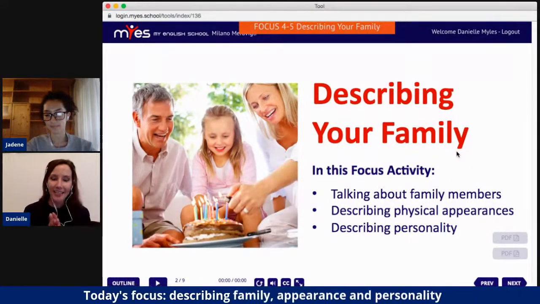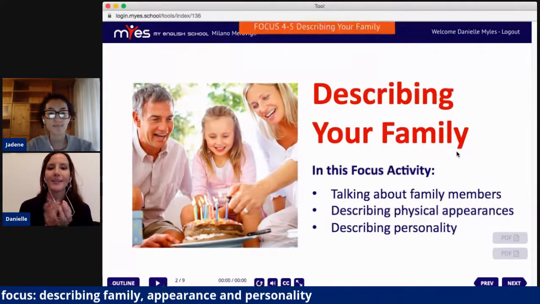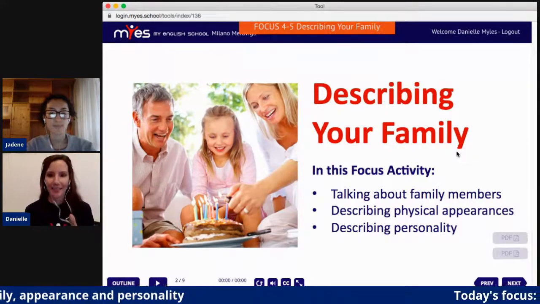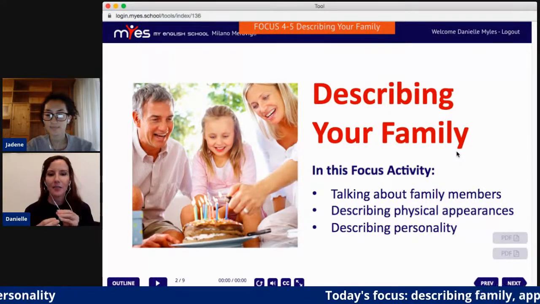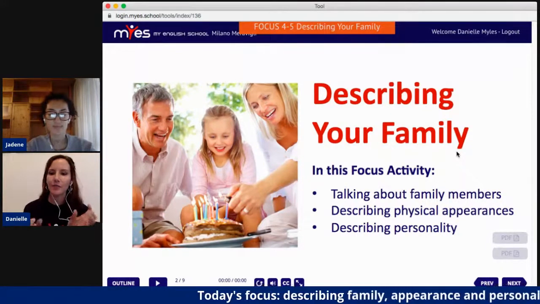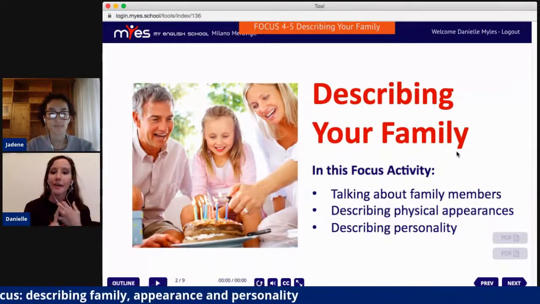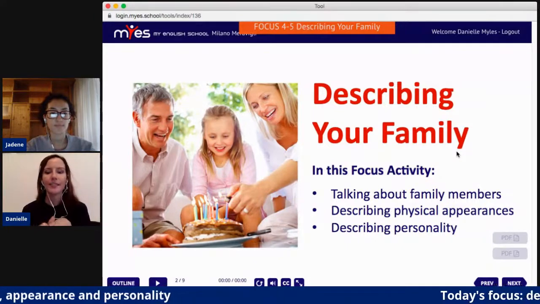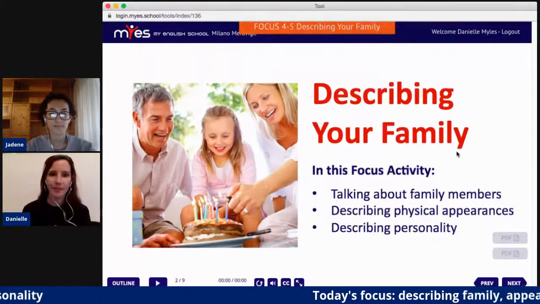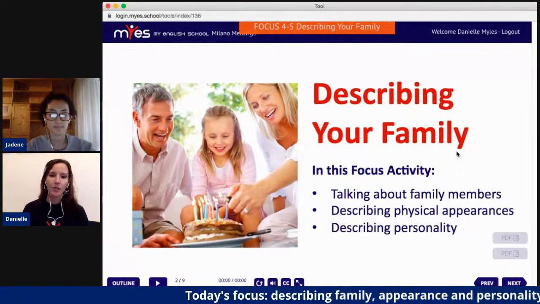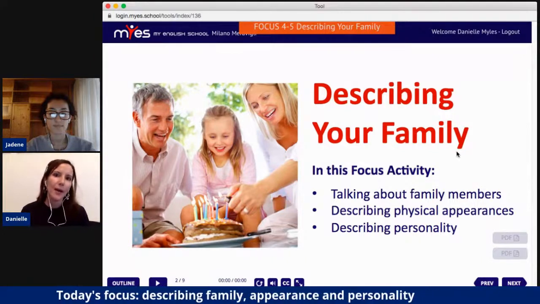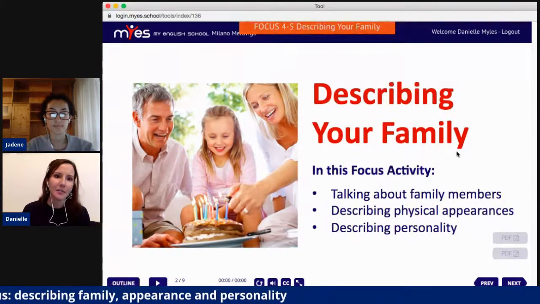All right, guys, should we get started? So today, as I said, we are describing families. So this means using the different words for different family members, for different individuals, describing how they look, their appearance, and describing their personality. So these are all quite fundamental parts of the English language.